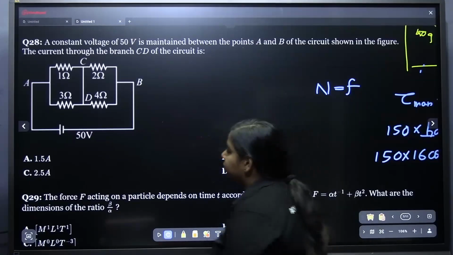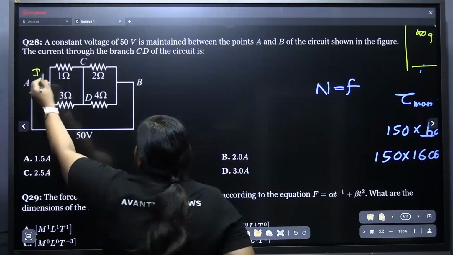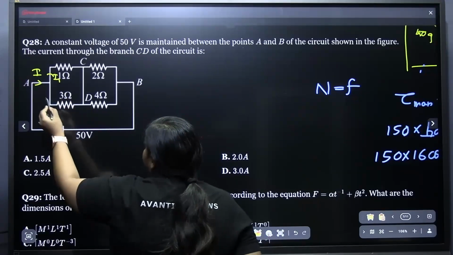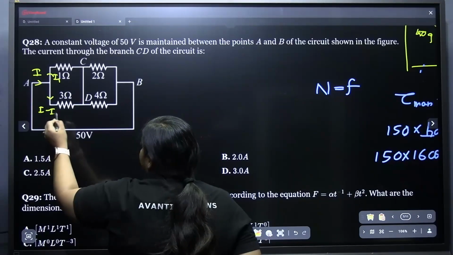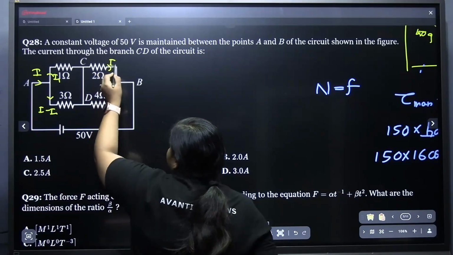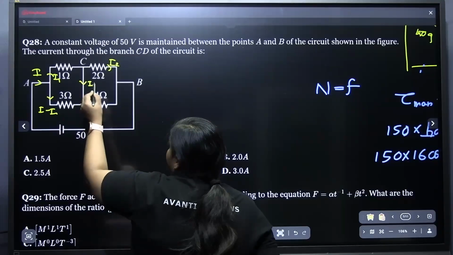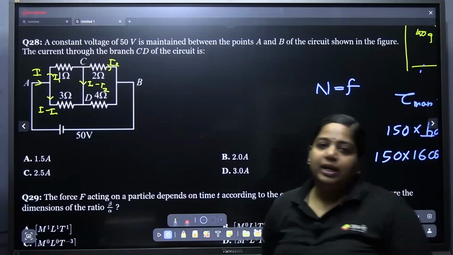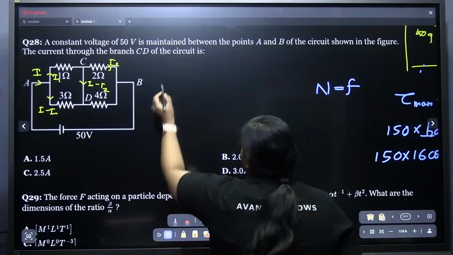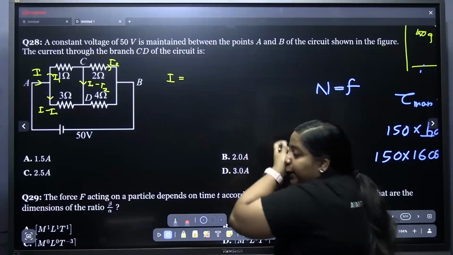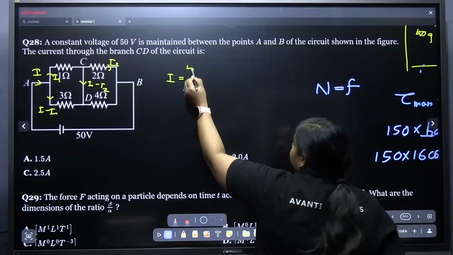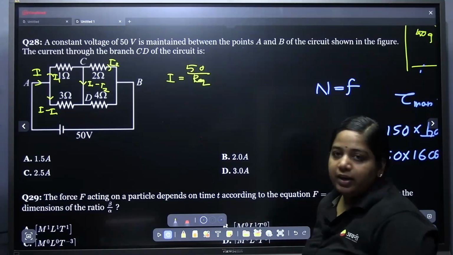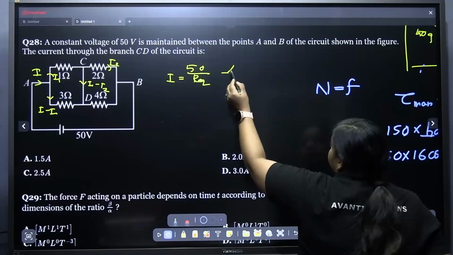Yes. Okay, so first we have to find the total current in the circuit. If you get the current, I1 is passing through here, here I minus I1 will pass. Here I2 is passing, so here will be I1 minus I2. If you can find I1 and I2, you can get the answer. First find I. I is equal to 50 divided by R equivalent. So first you have to find the equivalent resistance. R equivalent, how will you find?